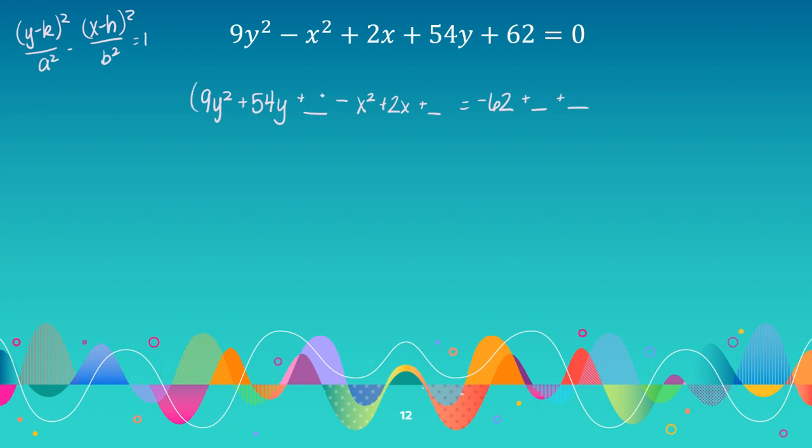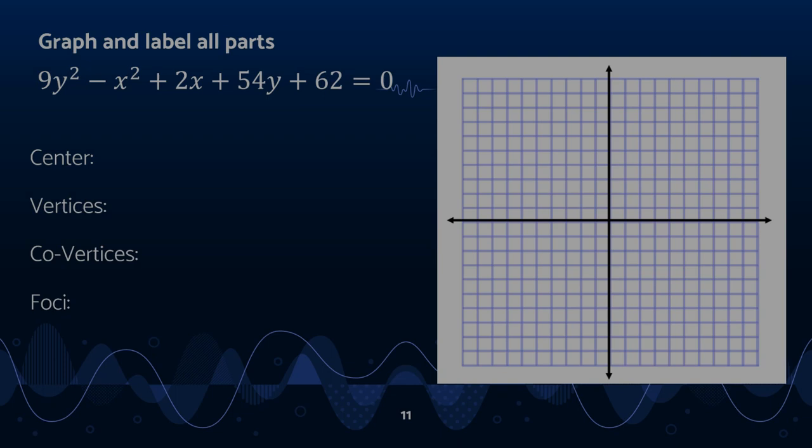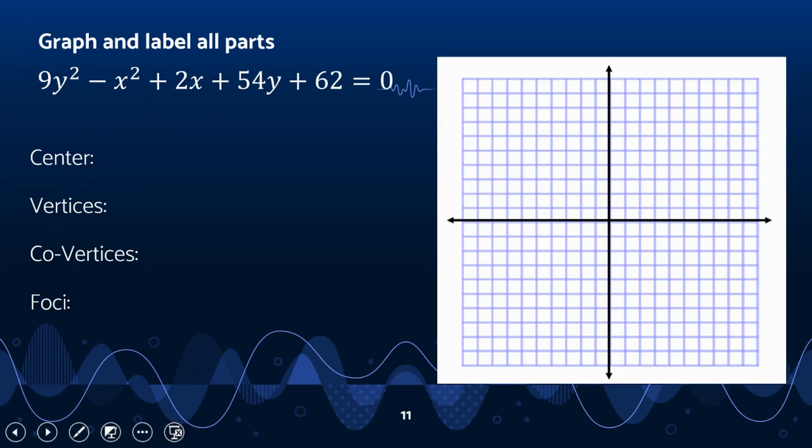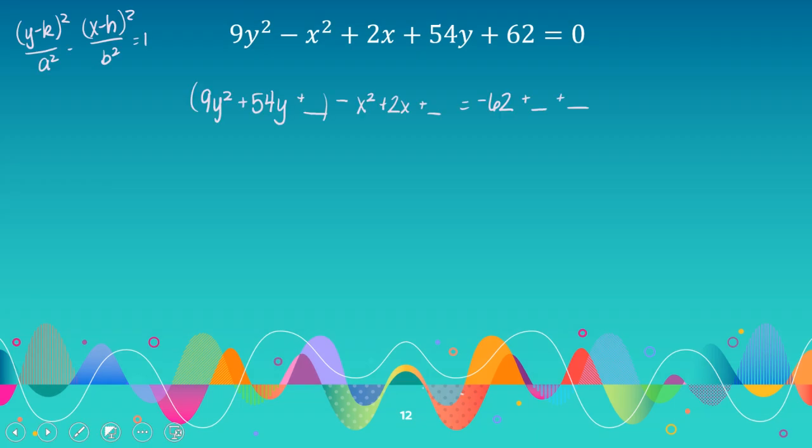Now, I'm going to look at these separately. Oop, I don't want to do that parenthesis there yet because I want to explain what that is. So let me start with the y's. The first thing we want to do is factor out the number in front of the y squared. So I'm going to factor out a 9 here, which leaves me with y squared plus 6y. And I'm just going to carry that blank down. Doesn't really matter yet because I haven't filled it in yet.